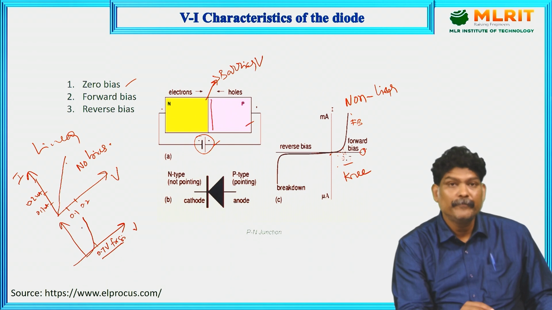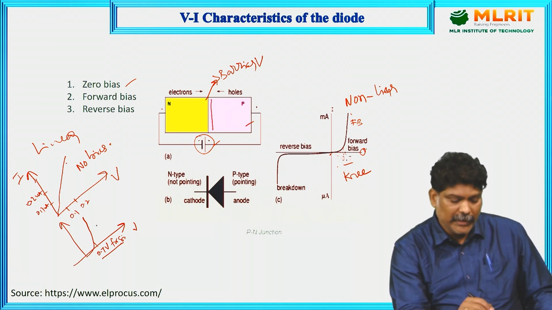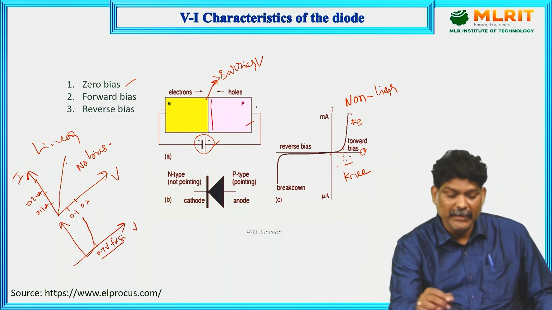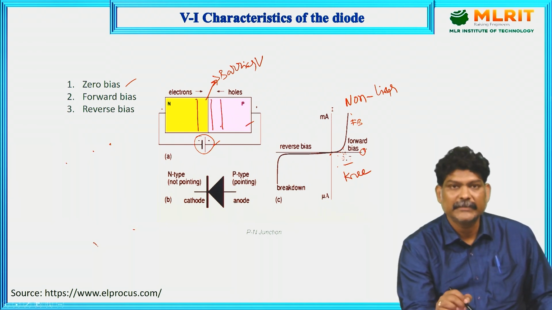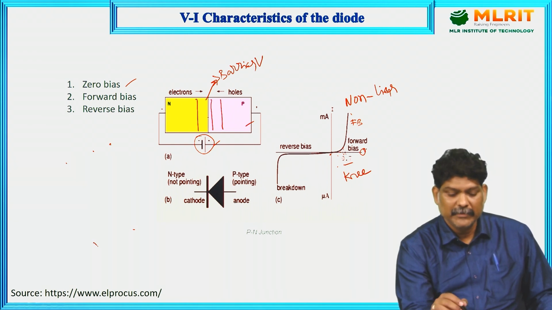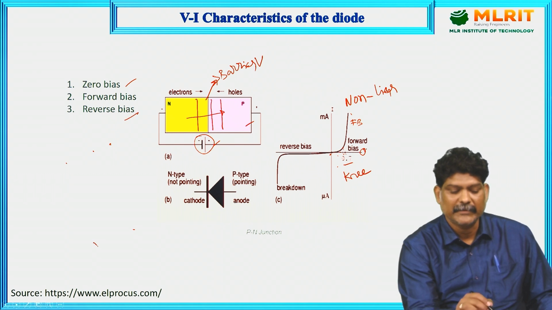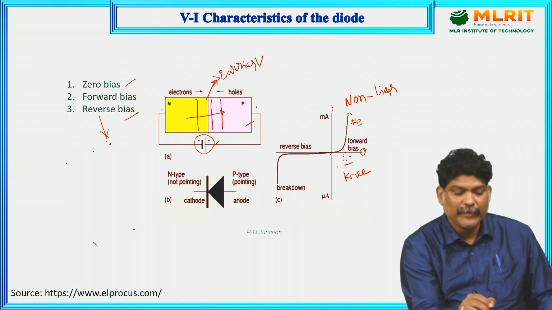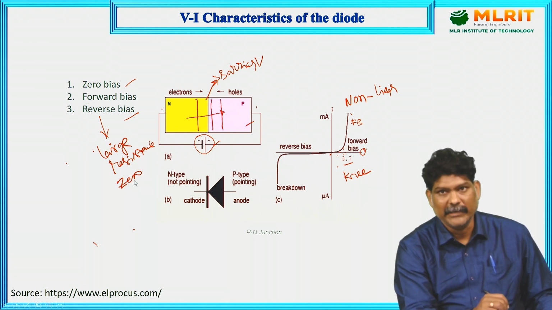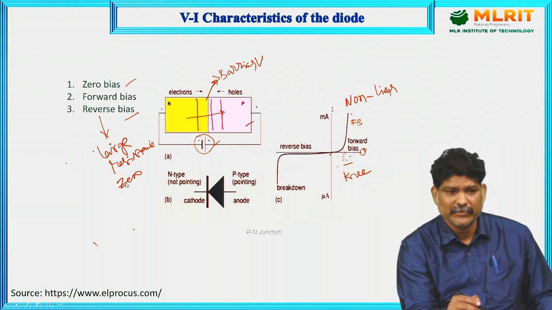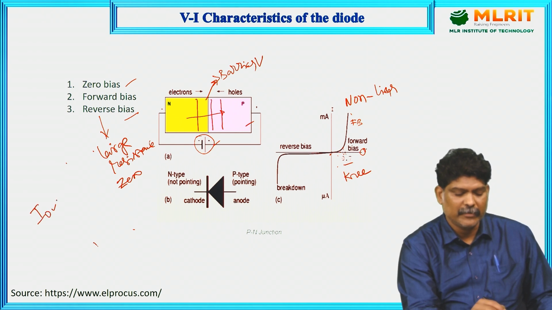Now, in reverse bias, what happens? In reverse bias, the depletion width increases. As the depletion width increases, there is no current flow in reverse bias. That means in reverse bias the diode offers large resistance. Large resistance means zero current, or no current, ideally. But practically there is some current, which is called the reverse saturation current I0.